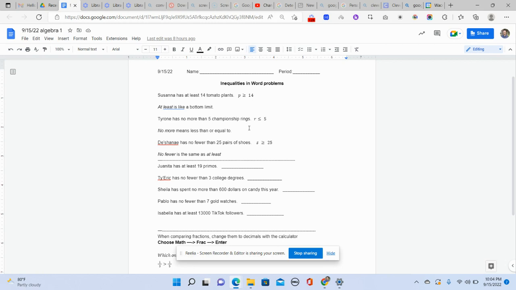Next is no fewer. Deschanel has no fewer than 25 pairs of shoes. And no fewer is the same as at least. She couldn't have 24. That would be fewer. It's no fewer, so it would be 25 or more. And I chose S for shoes and then greater than or equal to 25. So you would do the same thing on these examples.